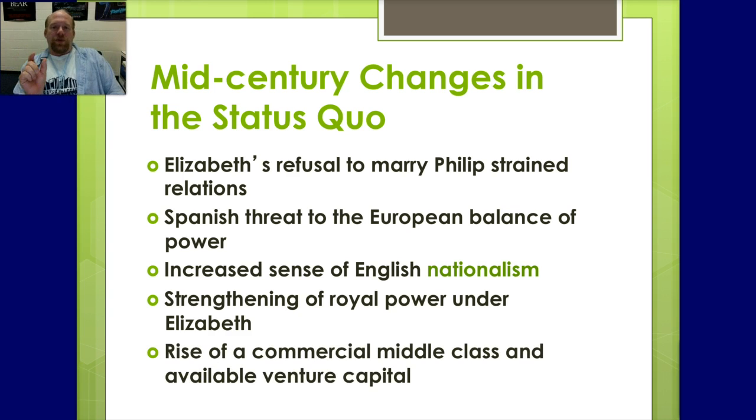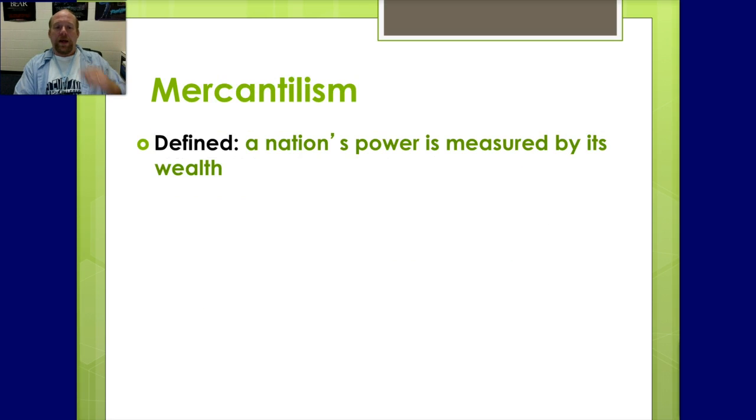And there was a huge push for commercial middle class, kind of like here in the United States now, and available venture capital, which means there were people that were putting money into businesses in England to get them started, startup money, so to speak. So there was a big middle class push. So they're trying to figure out, hey, what's over there? So that's what's pushing England right now.